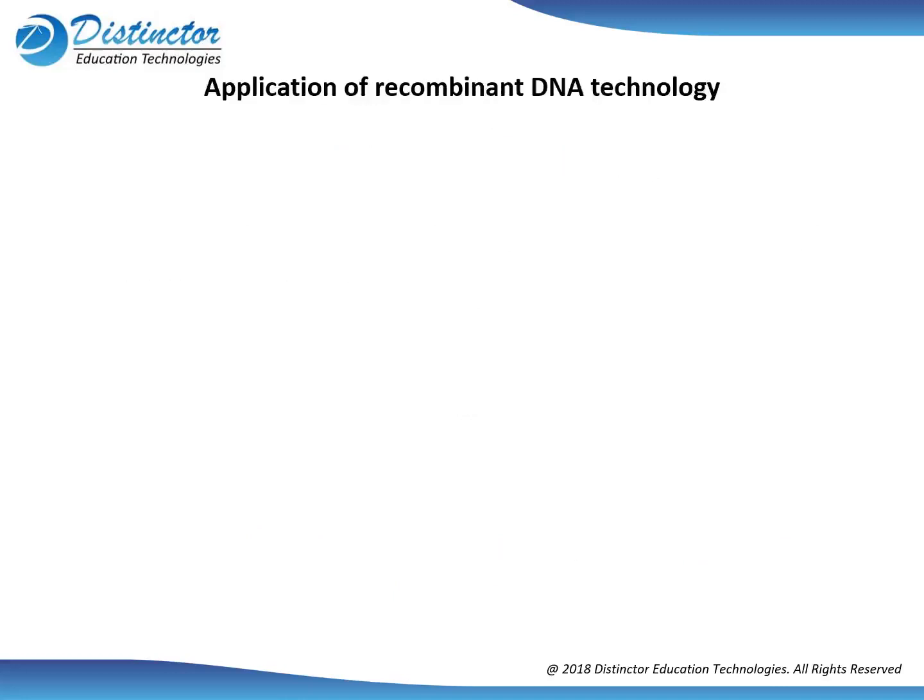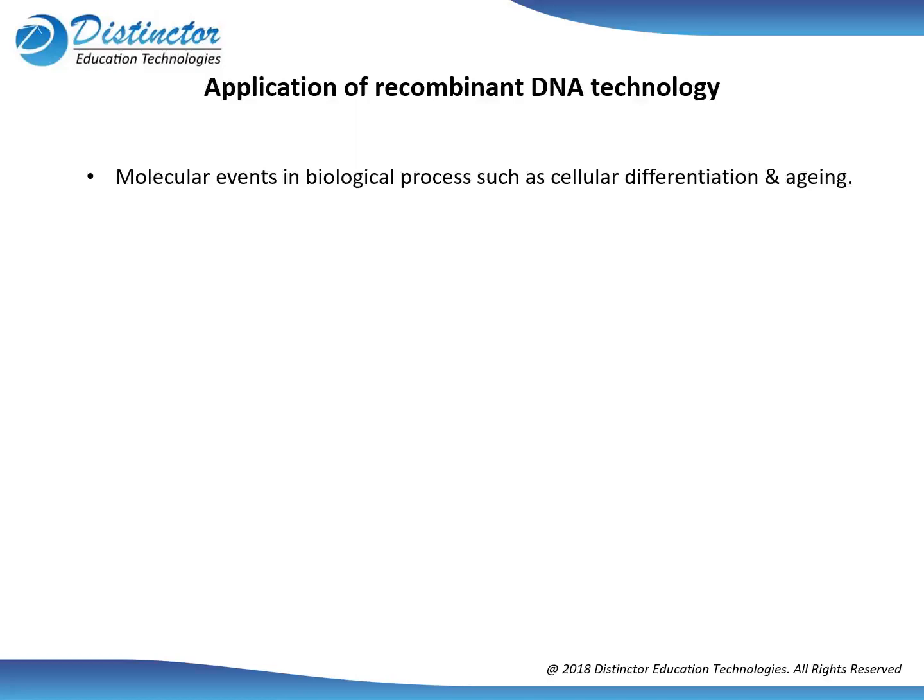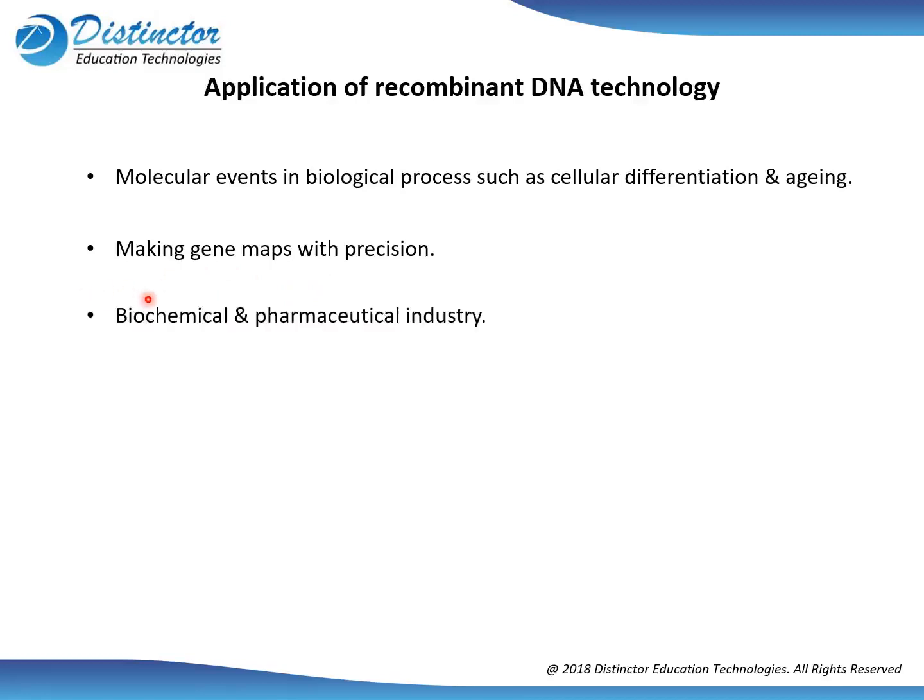Applications of recombinant DNA technology. Some of the molecular events in a biological process, such as cellular differentiation and aging, can also be studied with rDNA technology. Then making gene maps with precision. Precision means nothing but the sequence. So we can predict the sequence of gene maps with the help of rDNA technology.